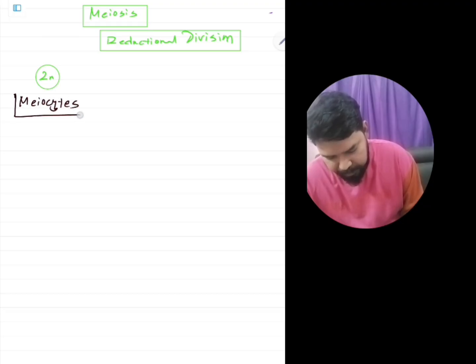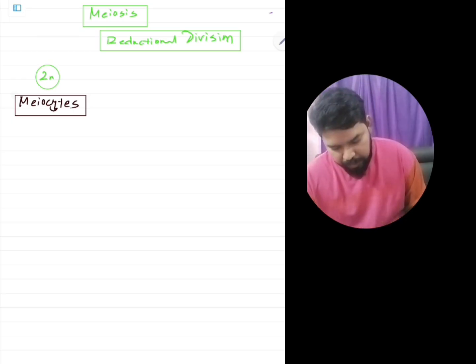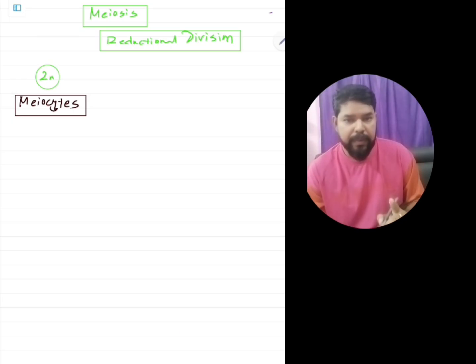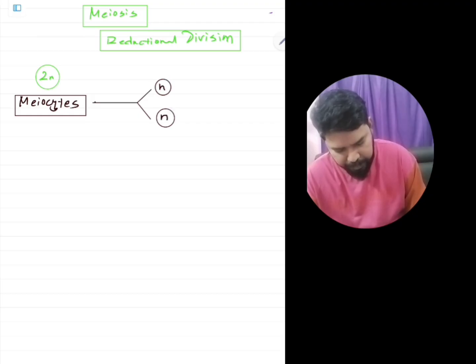Diploid cells are also called meiocytes, singular meiocyte. Now, that meiocyte cell will undergo two successive divisions. One will be meiosis 1 and another will be meiosis 2. So, through meiosis 1, that cell is converted into n and n.